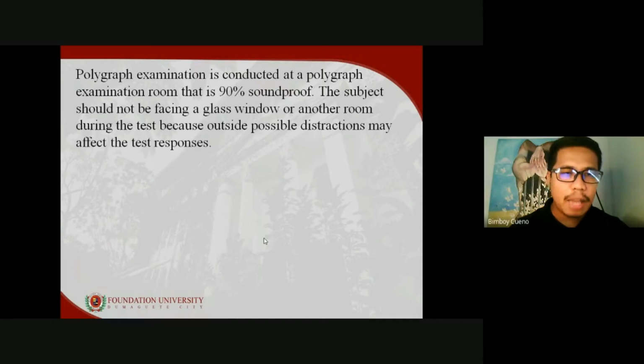Polygraph examination is conducted at a polygraph examination room that is 90% soundproof. The subject should not be facing a glass window or another room during the test because outside possible distractions may affect the test responses. So basically, the polygraph examination room does not have any design or features that would distract the attention of the subject. Dapat 90% soundproof. Dili pwede butangan nimo og mirror simply because that will distract him.